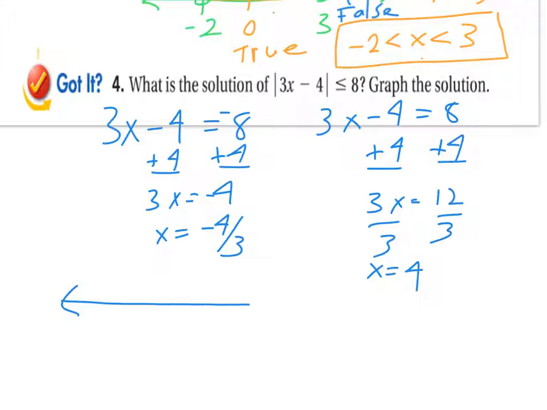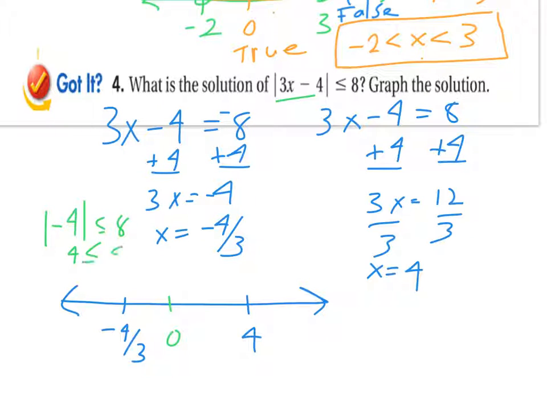So on our number line, negative 4 thirds would be over here somewhere, positive 4 would be over here, 0 would be somewhere in between. And again, 0 is not always in between, just so you don't think that that's going to always happen, but for these two problems it has been. So if I plug 0 into my original inequality, I get the absolute value of negative 4 is less than or equal to 8. Well, so that's 4 is less than or equal to 8.